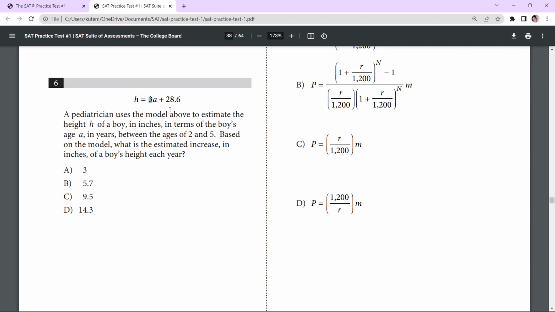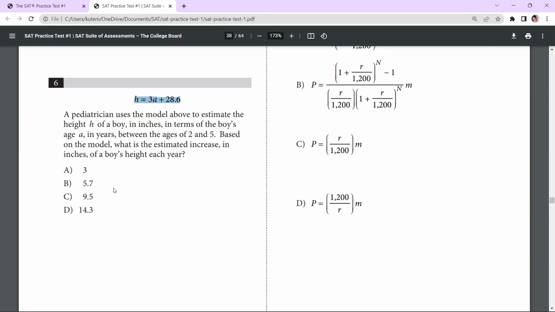Remember that our M is our Y per X. So it's our height per year, because A represents the number of years. And if we're adding this to 28.6, it means that this is the height that the boy already had, right? So it's like he's starting off with 28.6, and then we're adding 3 times the number of years, for every year that the boy increases in height. So the whole thing is seeing what A represents, why we are multiplying it by 3, and how that affects this equation.